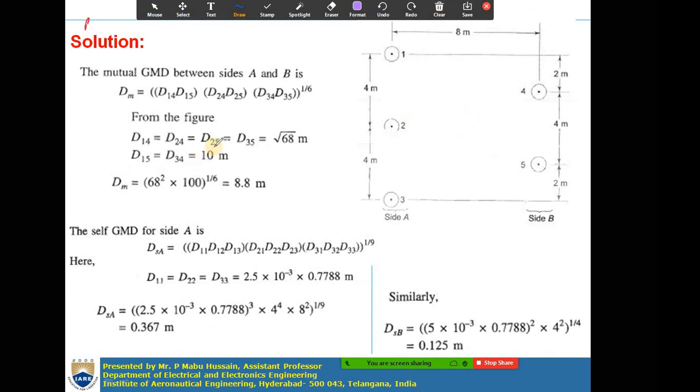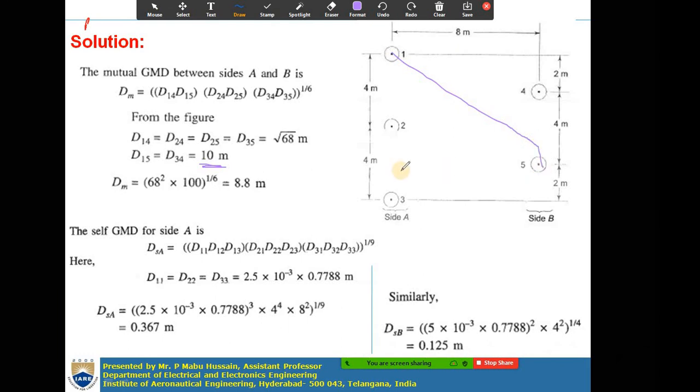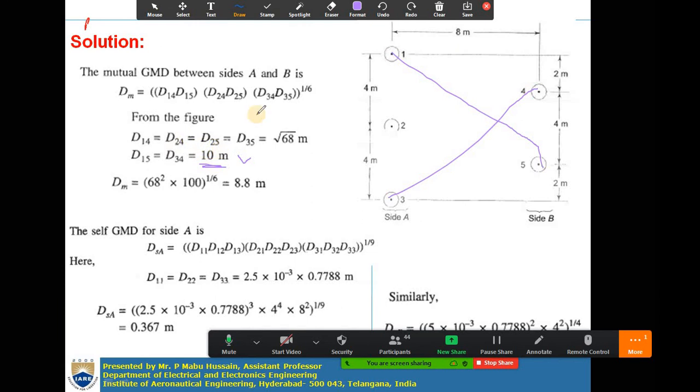Okay. So, then you got the 10 meters for D15. So, D15 this distance is same as D34 also. So, both distances are same, which is 10 meters. Okay. So, then you got all the distances, then you substitute all the distances.